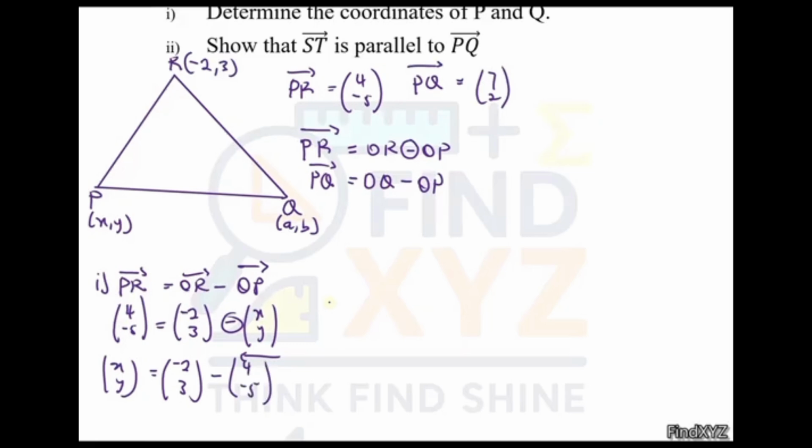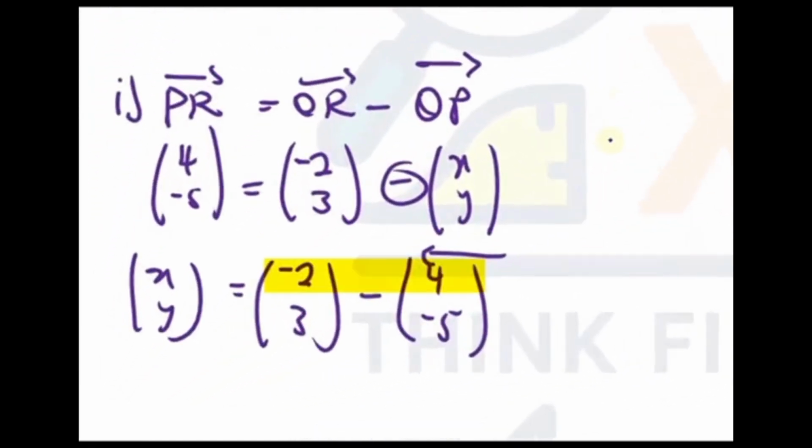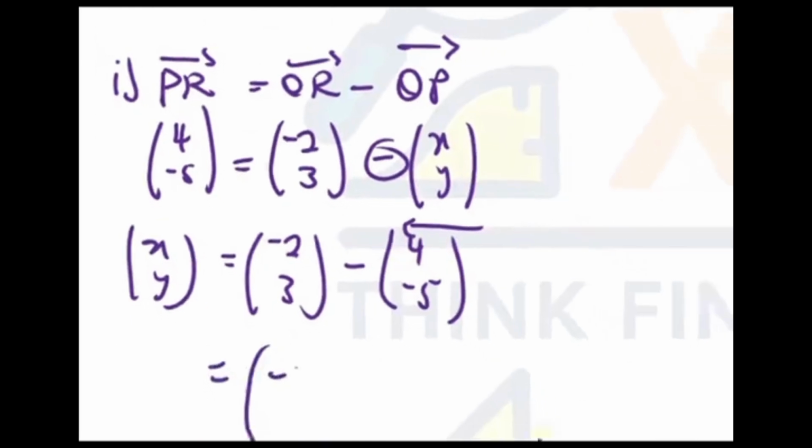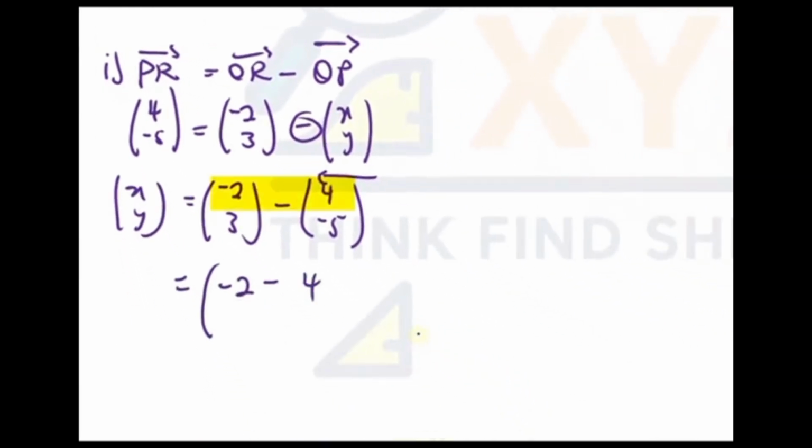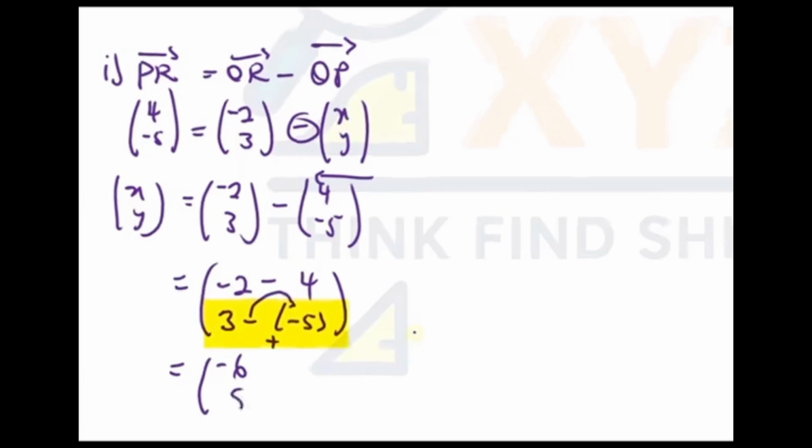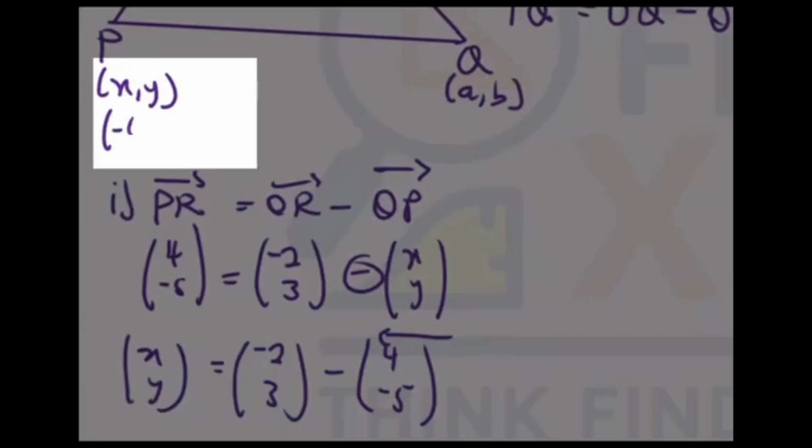How do we operate on vectors? For vectors, we operate on corresponding components. So we are going to operate on the horizontal component, and when we are done, we operate on the vertical component. So we can write this as -2 minus 4 for the horizontal component, and 3 minus -5 for the vertical component. Let's operate them. So -2 minus 4 will give us -6. Then negative multiplying negative will give us positive, so we have 3 plus 5, that will give us 8. So it means that our vector OP is (-6, 8). Then it means that our point P is (-6, 8).